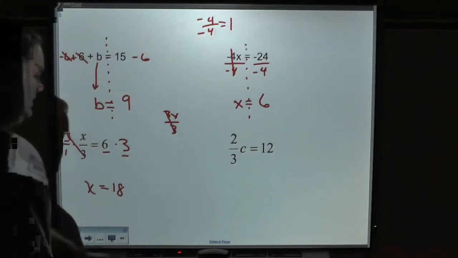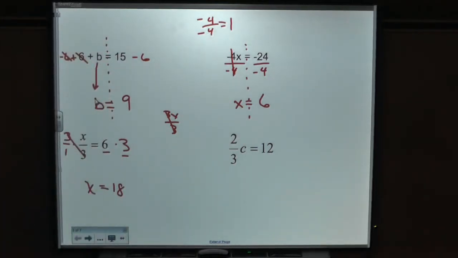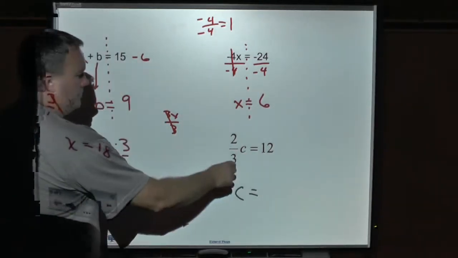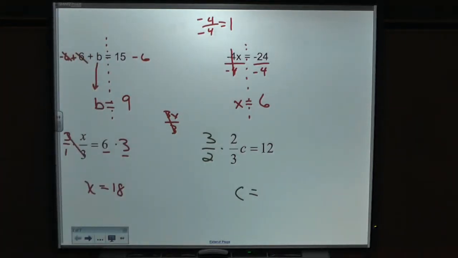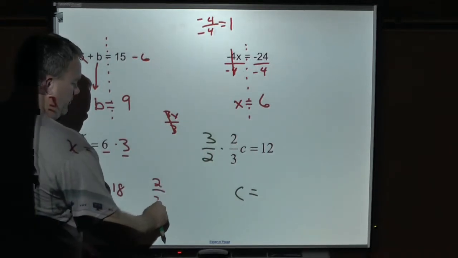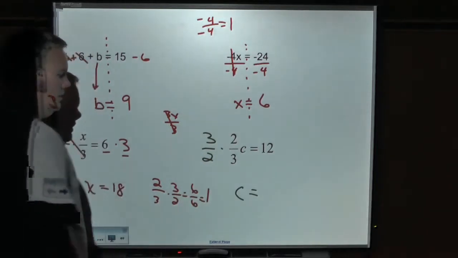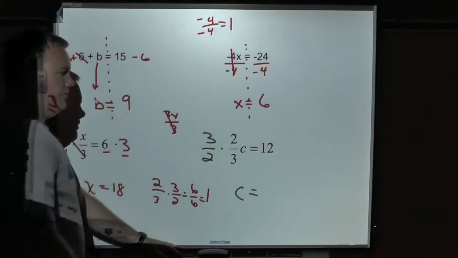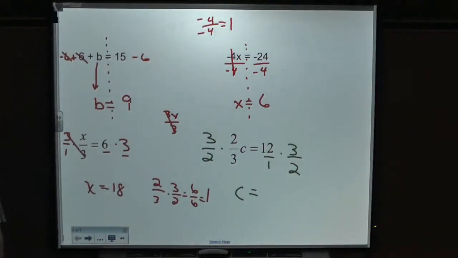Now, when we talked about solving these, when you have a fraction multiplied times a variable, to get just this 1c, we have to multiply both sides by the reciprocal of that fraction. Because that's one of the things we talked about. Anytime you multiply a fraction times its reciprocal, you'll always get 1. We want 1c. So if we multiply the left side by 3 over 2, we've got to multiply the right side by 3 over 2. And we'll make that 12 a fraction also.